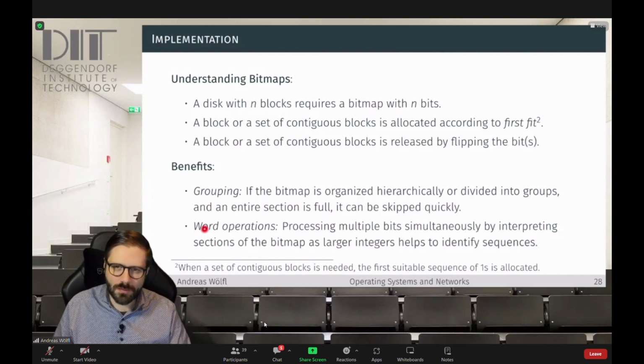4 bits are called a nibble, 8 bits are called a byte, 16 bits are called a quarter word. A half word is 32 bits, and a word is 64 bits on 64-bit machines. And with this trick to interpret sections of the bitmap as larger integers, we can identify some patterns in the bitmap, and this is a speed up.